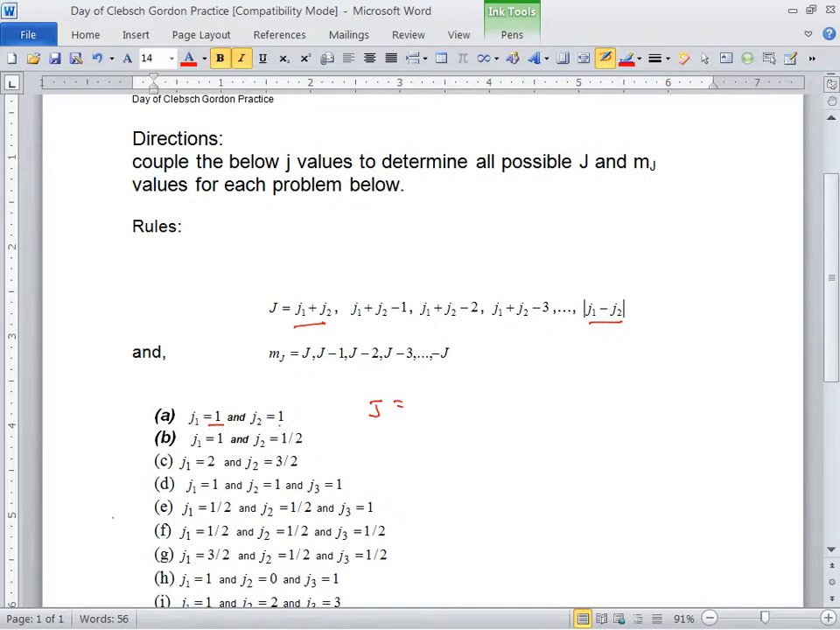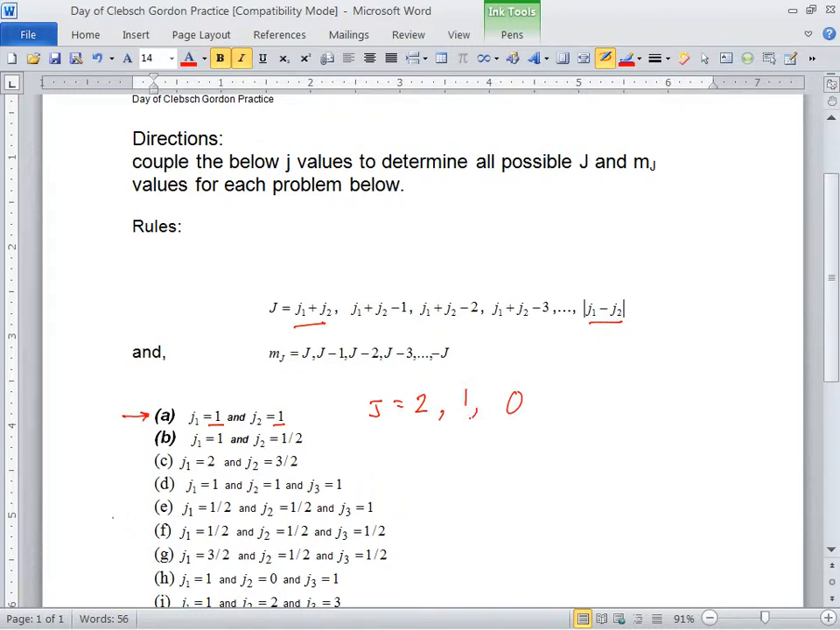Oh, okay, you're looking at it. I was like, 1 plus 1. So you're going from 2 all the way down to their difference, which is 0. Then you fill in everything in between, because it's just J plus 1. You sum them, subtract 1, then subtract 2, then subtract 3. So you pretty much just number them down here, right? There's only 1 and you're done.